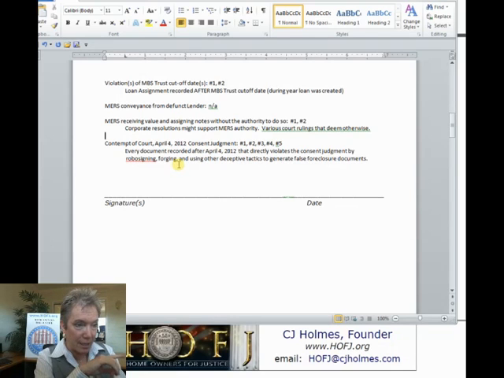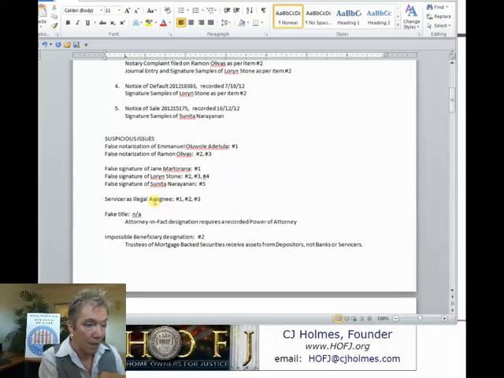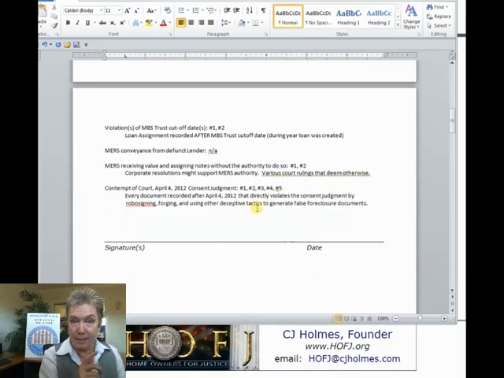And then, of course, here's the contempt of court. Every document recorded after April 4, 2012 that directly violates the consent judgment by the robo-signatures, forging, fake notarizations, any of these other deceptive tactics like servicer as illegal assignee, a fake title, an impossible beneficiary designation. Any document that did that specifically after April 4 should be listed here. And in this case, all of his documents were after April 4, 2012.